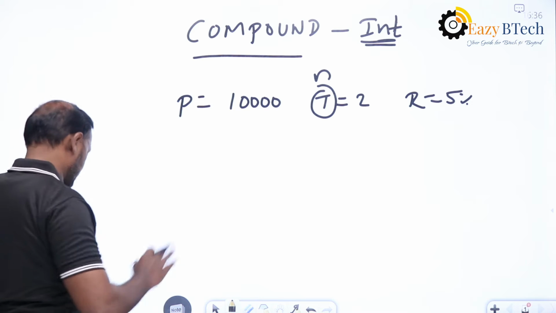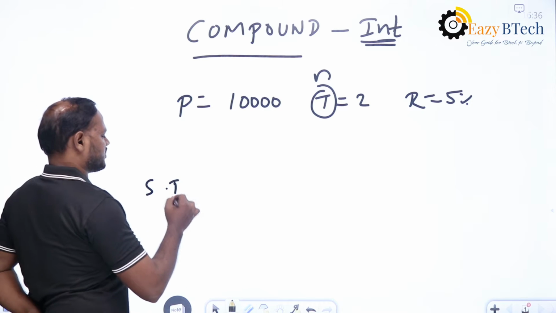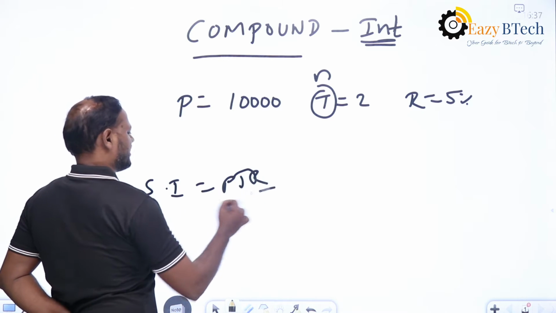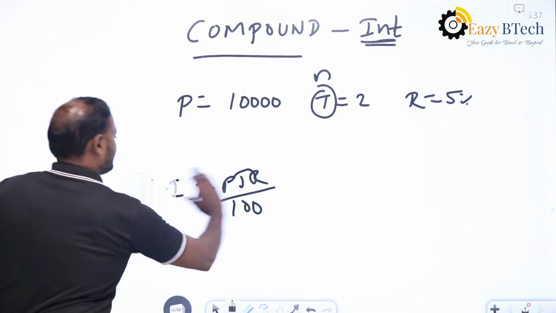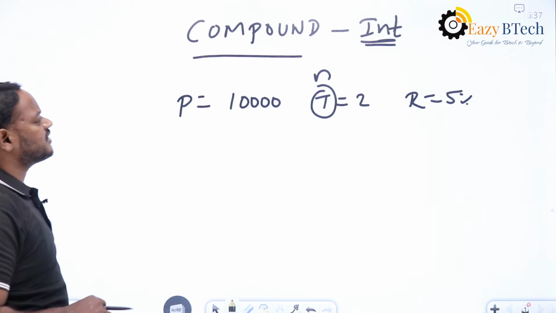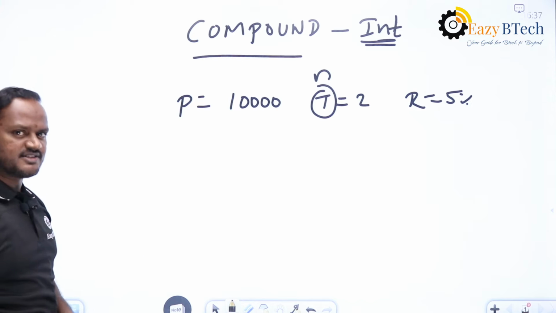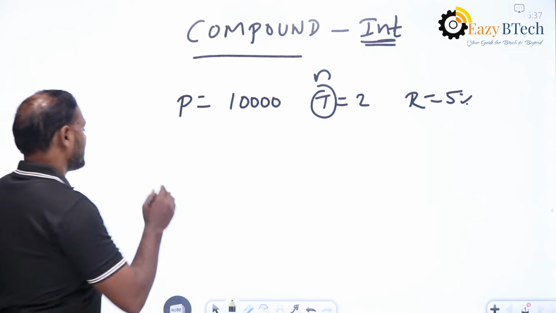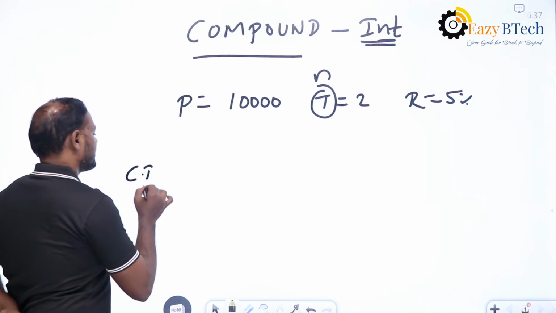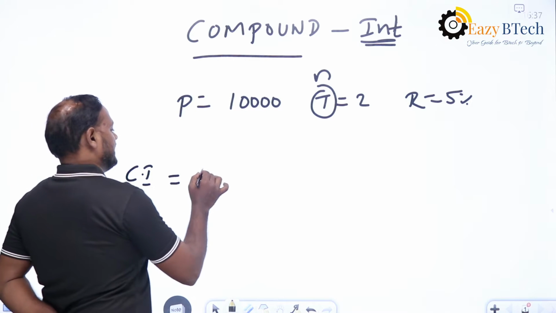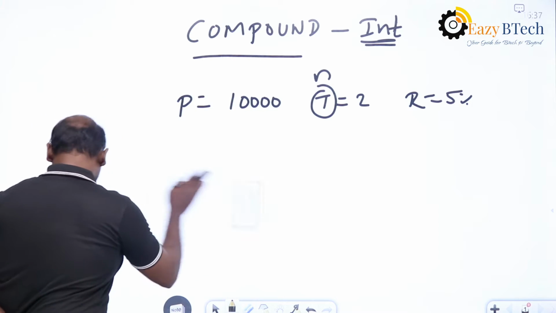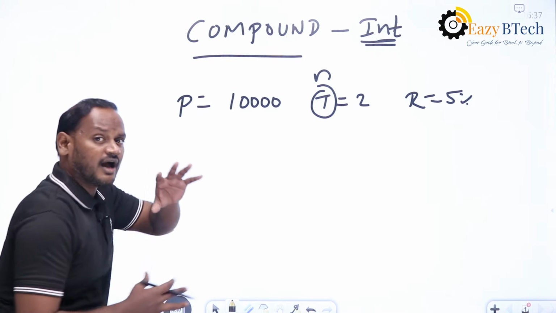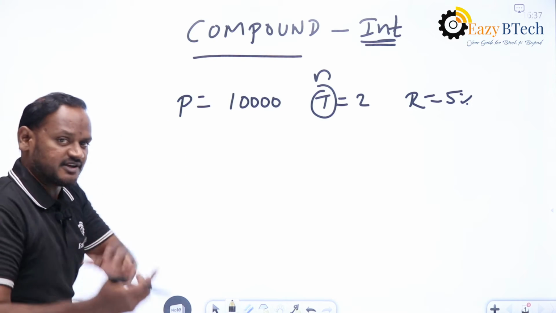If you go for simple interest, the formula is simple interest equals PTR by 100. But if I go for compound interest, there will be a small difference. What is the difference? The compound interest formula will be P into, okay, whatever, we don't want the formula actually. First of all, we need to analyze the differences between simple interest and compound interest.